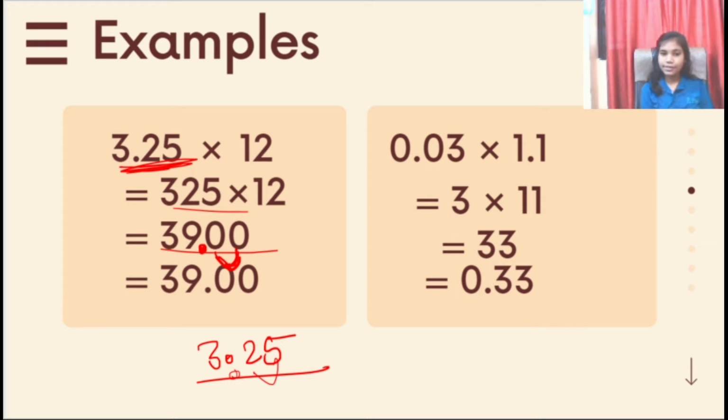Now, for example, another example, I have 0.03 multiplied by 1.1. What's the answer? You have to ignore the sign, then you'll write it as it is as a whole number. 3 into 11 equals nothing but 33, right? Now the question arises of putting the decimal point. Now you have to see how many places are there after the decimal point. Only 2, right? So you have to take 2 places. Now here we have only 2 places as the answer, that's why we put 0 in front of it, right?